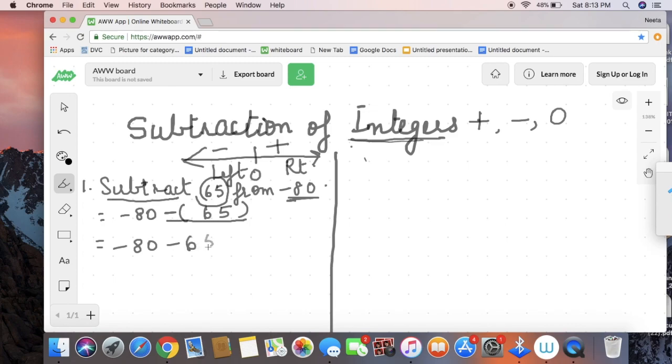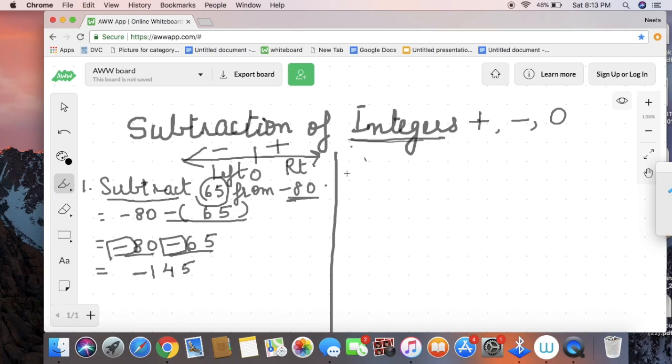Now don't change the sign of any number. If two integers have the same sign, what do we do? We add and put the same sign. The sign here is negative. So the answer is minus 145.